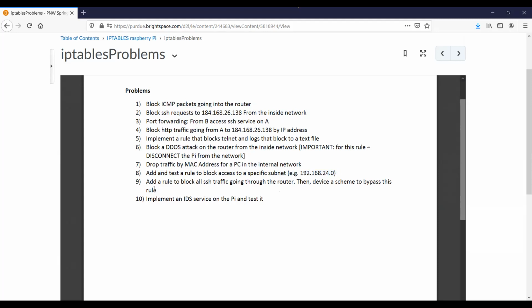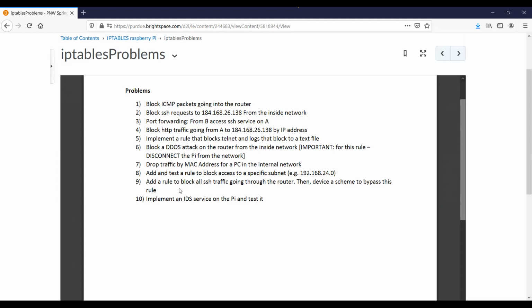Then number 9, add a rule to block all SSH traffic going through the router, or through the device, let's say here. Then devise a scheme to bypass this rule. I'll show you guys later on how to bypass firewalls. It's pretty straightforward. You just create an SSH tunnel and then redirect all your traffic through that tunnel. Therefore, you need a computer on the outside and a computer on the inside, so that the tunnel just goes through your device.